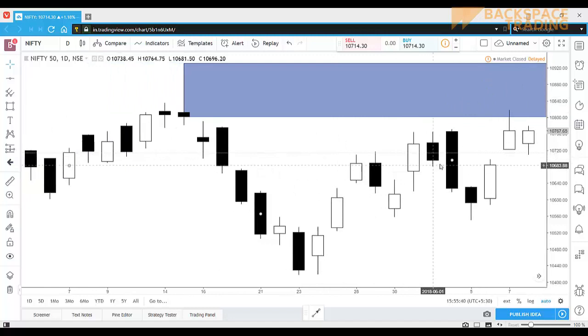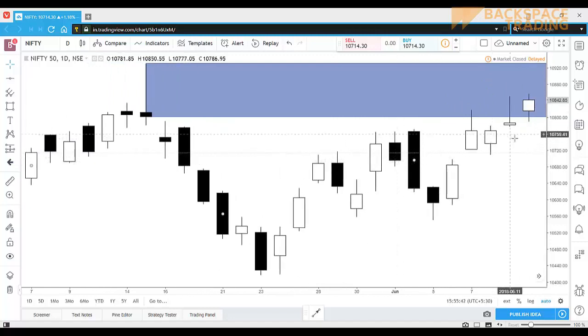So even if you wanted to take a trade, you should have placed a sell order over here below the low of the shooting star, and your stop loss would be above the resistance. This would be your entry, and your target should be somewhere around over here. That is the most probable scenario.